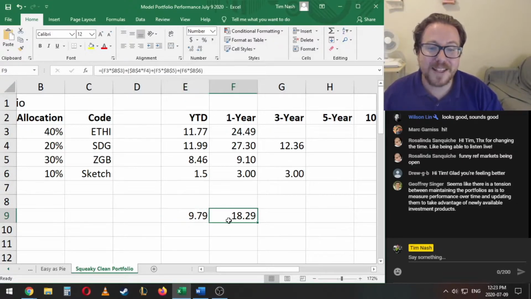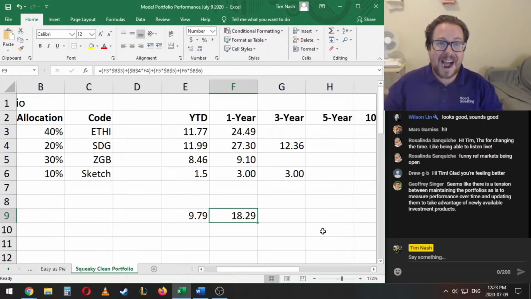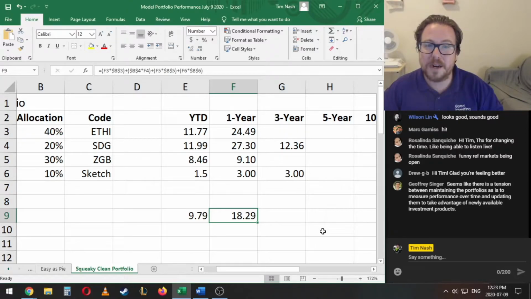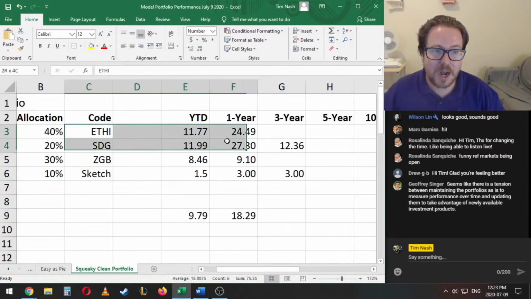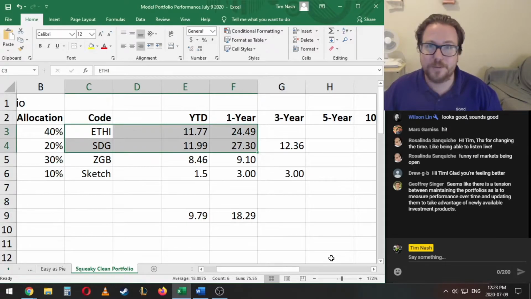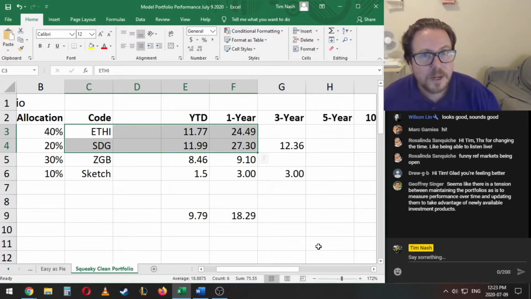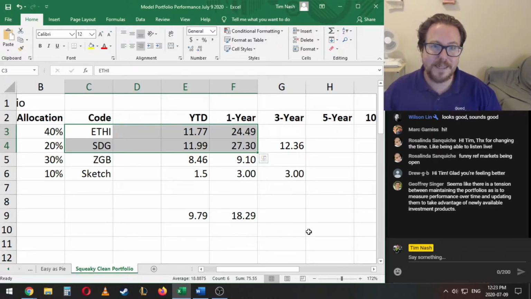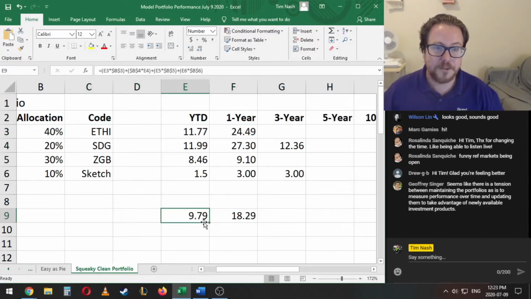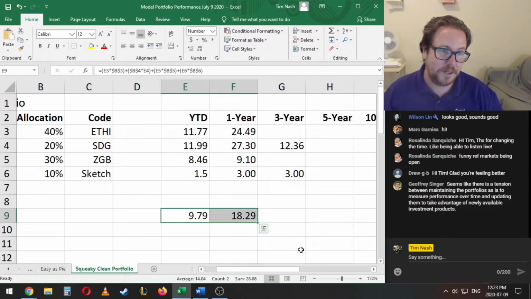If we look at it over the last 12 months, wow, investors that went with this Squeaky Clean approach should be thrilled that in the last 12 months, they are up 18%, which is just incredible to me how ETHI and SDG have performed over the last year. I certainly wasn't really expecting this. Obviously, no one was expecting COVID to happen, but certainly this one has been the winner.